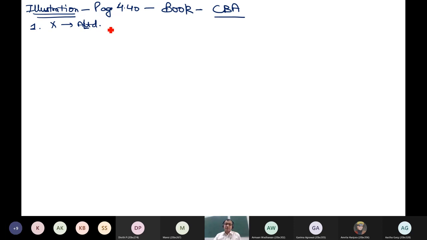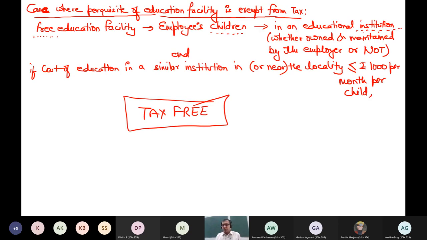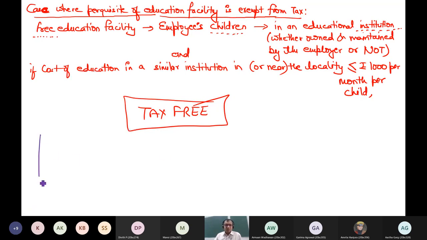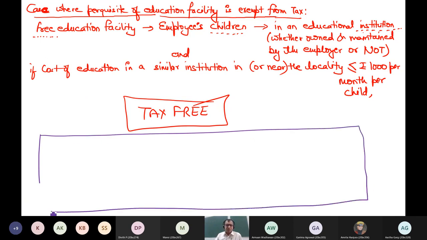So X is an employee of A Limited. His parents are provided. Okay, before that, let me write. You should note down one more point so that there is no confusion. For every perquisite, not only for this perquisite, this is an additional point. For every perquisite, wherever members of household is written, who must be the members of household? This you note, and it is not only for this perquisite.